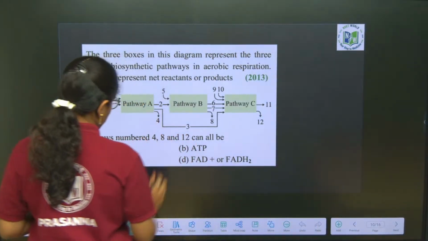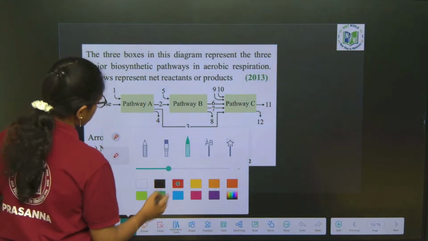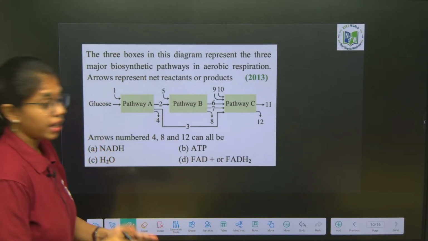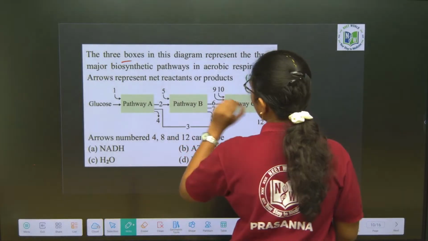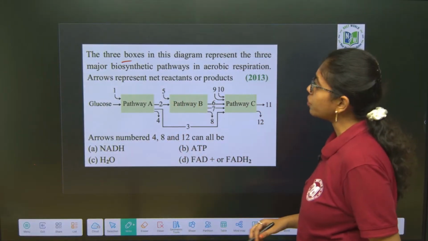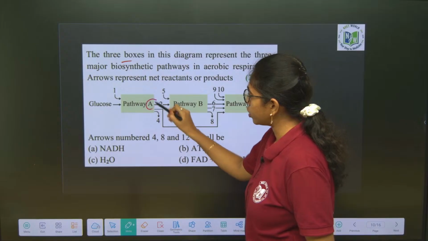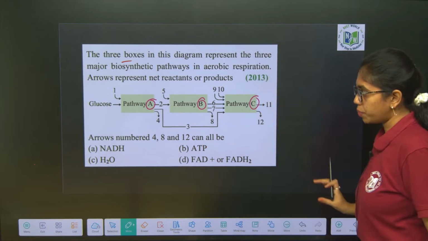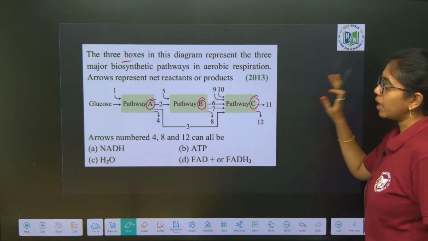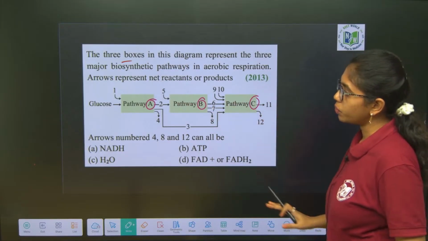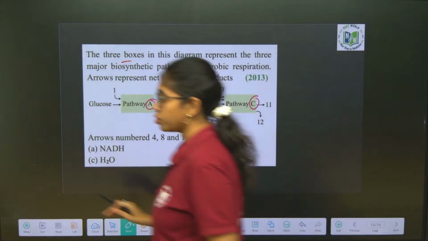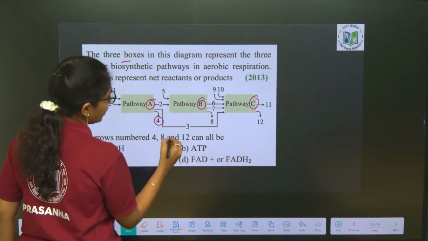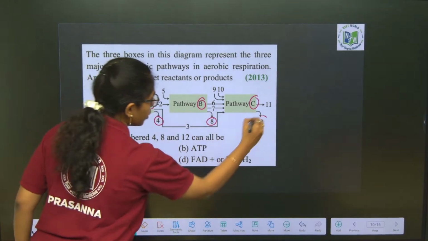This is a very important question. It was asked long back, but we can still expect such questions, so look into it keenly. The three boxes in this diagram represent the three major biosynthetic pathways: pathway A, B and C. In aerobic respiration, arrows are given here. What will the net reactants or products be? Here he has asked for the numbering of 4, 8 and 12.